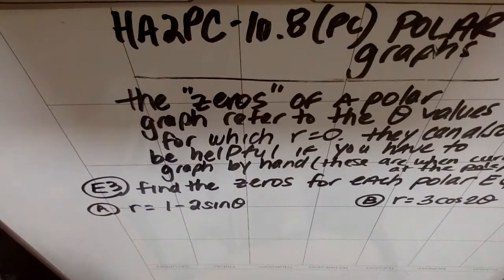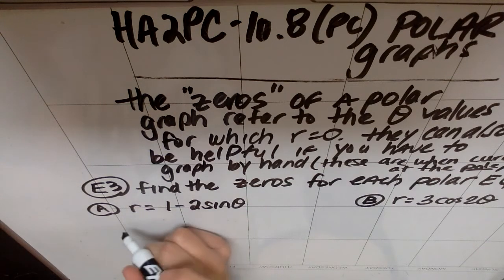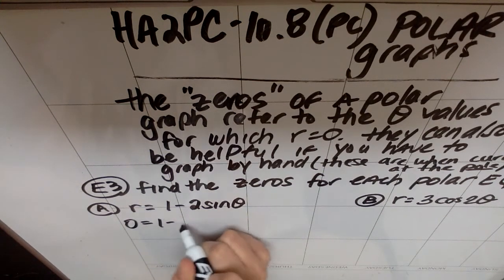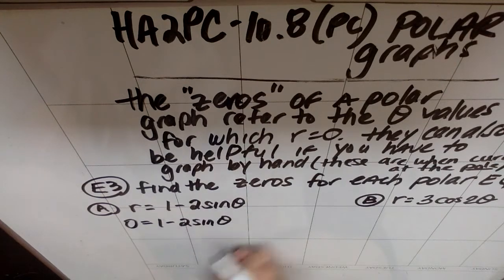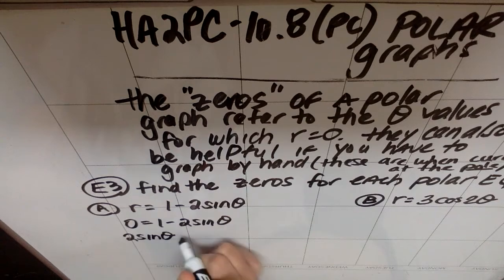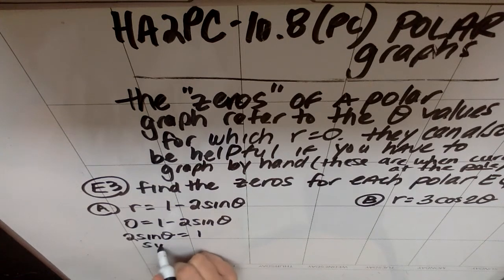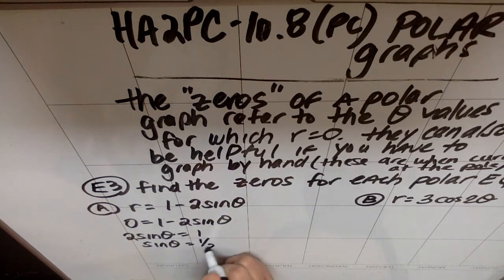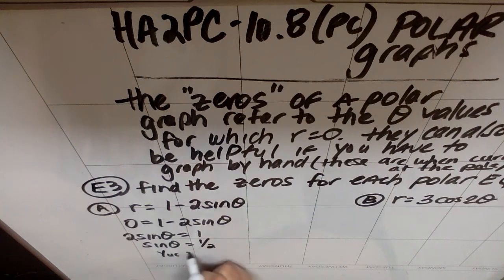In A, we're given r equals 1 minus 2 sine theta. So I'm going to set 0 equal to 1 minus 2 sine of theta, right? I'll move the 2 sine theta over, it doesn't really matter which one I move. When I divide by 2, I get that I want sine of theta to be 1/2, which is when the y on the unit circle is 1/2.